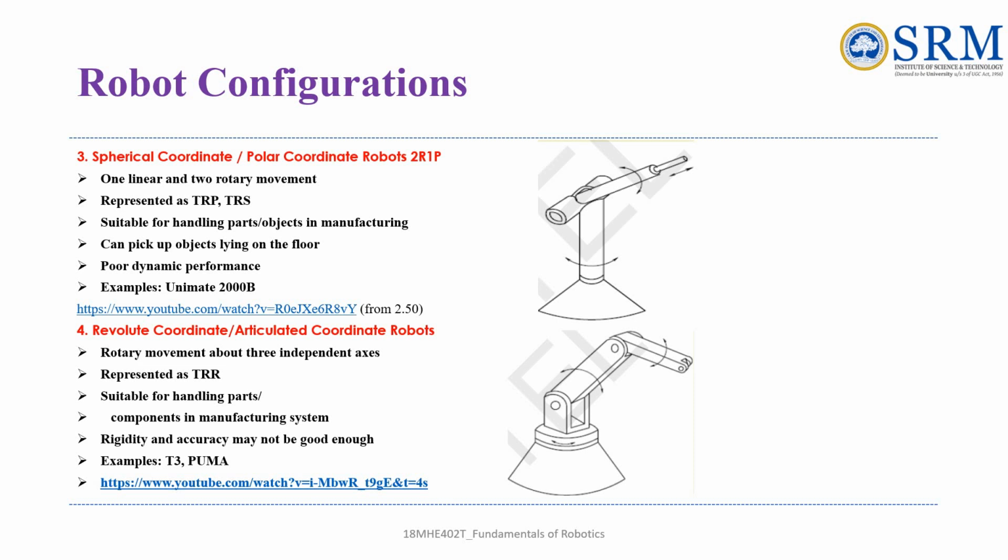However, they may not be the quickest at changing directions. So picture them like arms with 1 reach and 2 spins. The Unimate 2000B is an example for that. We'll see the video for this.